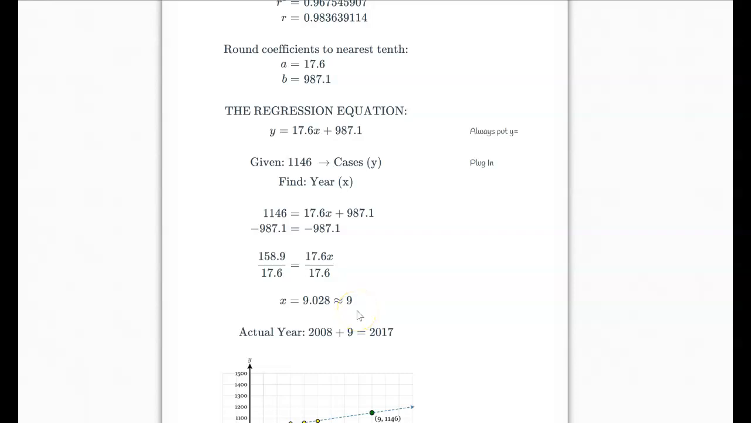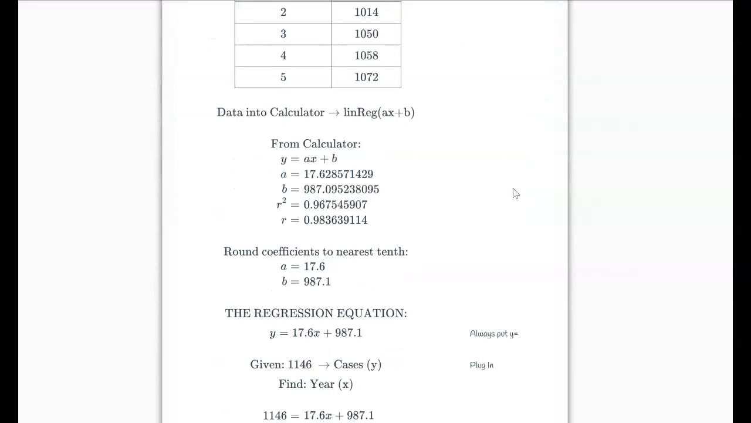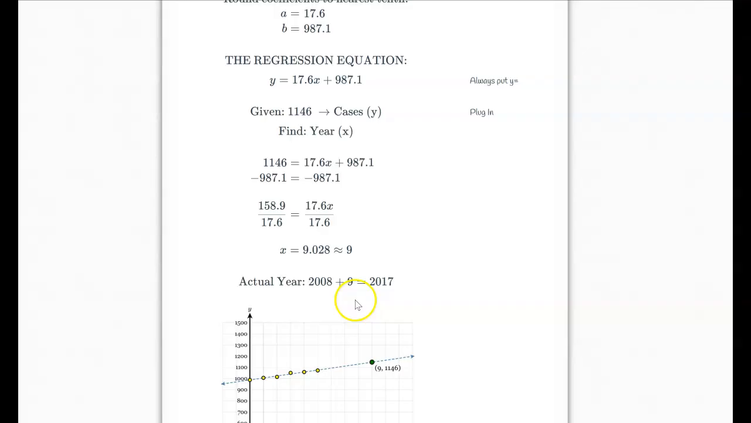And then after that, we got to find the year. So you're going to take that 9 and add it to the original year, which is 2008. Add those 9 years to it, and you get 2017. So 2017 is the estimated year. Remember, this is all an estimate. You get 1,146 cases.